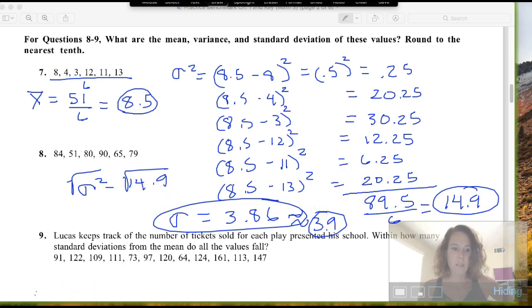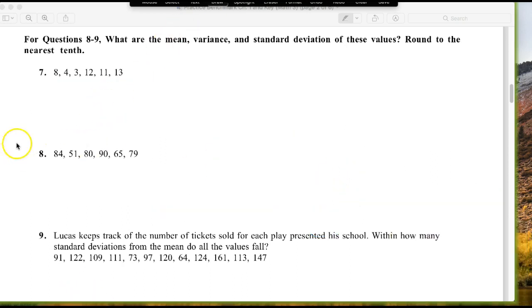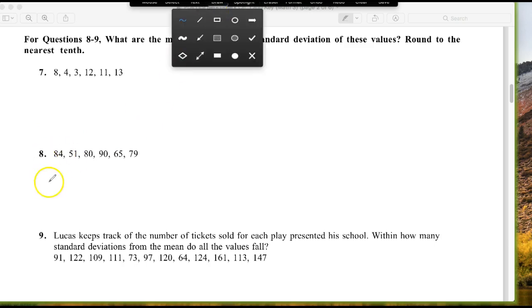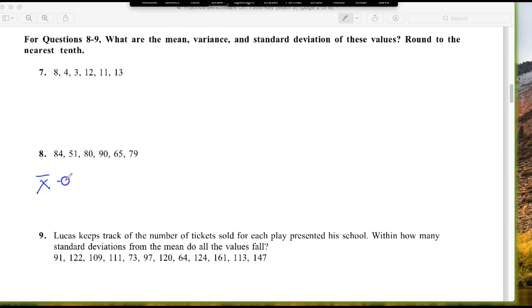All right, let's look at number 8. All right, I'm going to add these guys all up and find the mean first. So the mean, or the average, is going to be, add these up, 1, 2, 3, 4, 5, 6. There are 6 values, so I'm going to divide by 6. Go ahead and do that. Okay, if you add all these up, you're going to get 449. Divide that by 6. You're going to get 74.833. That's a 4, or 74.8 will work.